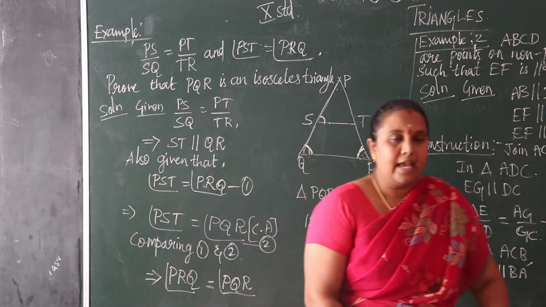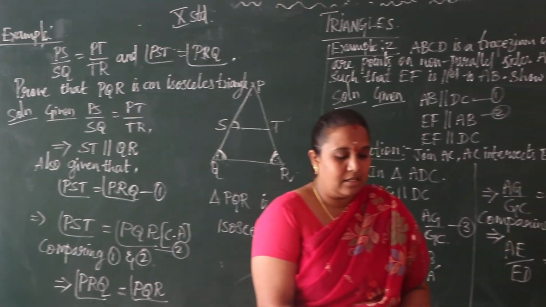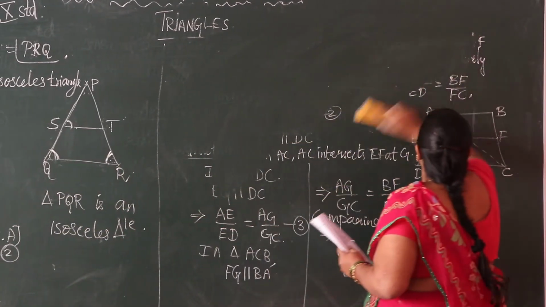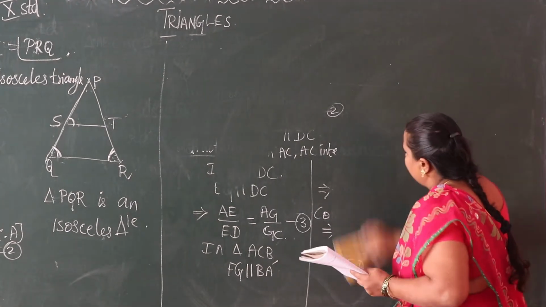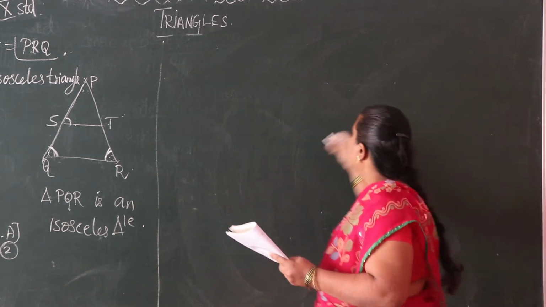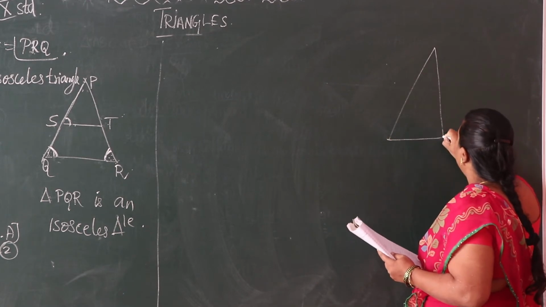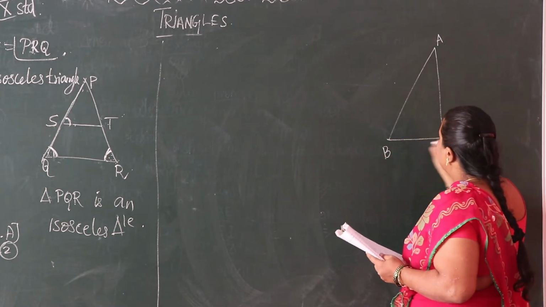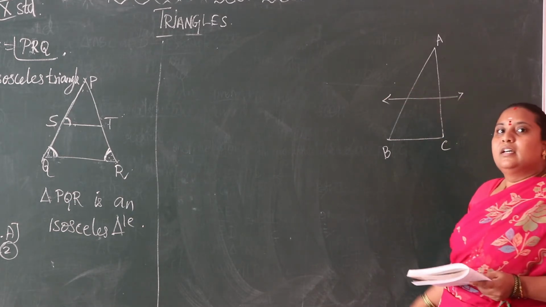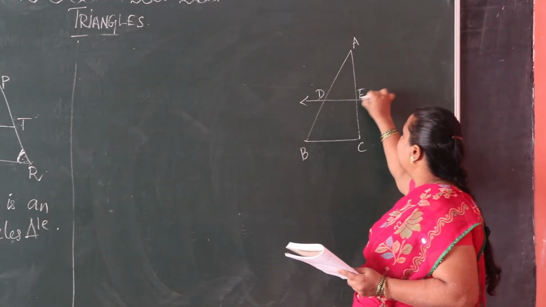Then we move on to exercise problems. Let us see one exercise sum. It is given that in the figure, this is a triangle ABC. The line is dividing the triangle. It intersects the two sides of the triangle at D and E respectively.